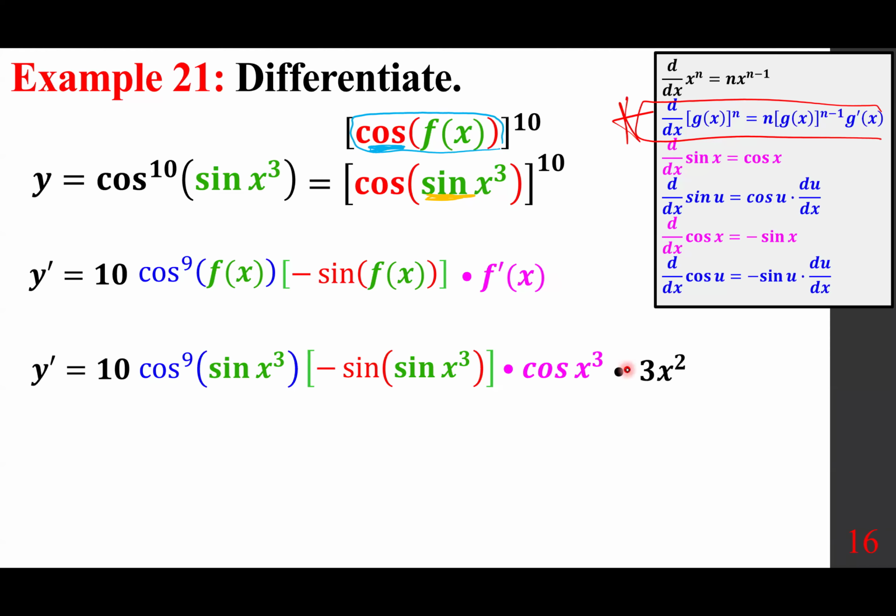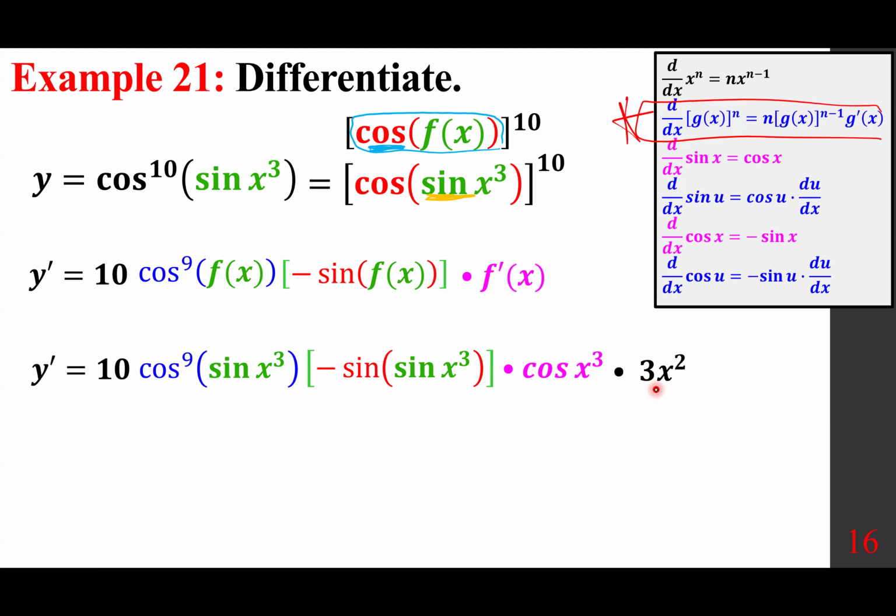We are going to put this all together in a proper order. Before I show you the final answer, I'm going to recap. So cosine of f of x to the power of 10, you need 10, this thing to the power of 9. Then the derivative of cosine is negative sine. What is the argument? Whatever it is, f of x. Because it's a function of x, you need f prime of x. Then for the next step, we replace the f of x with sine of x cubed. And then f prime of x, we want to differentiate sine x cubed, which is cosine x cubed times 3x squared. I think this is the fastest and easiest way to approach it.